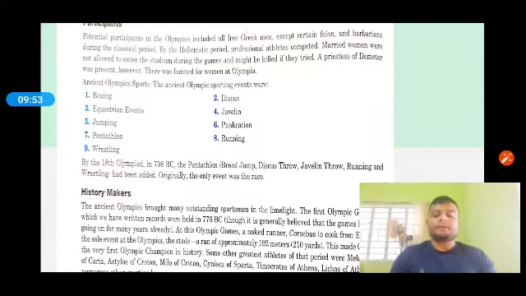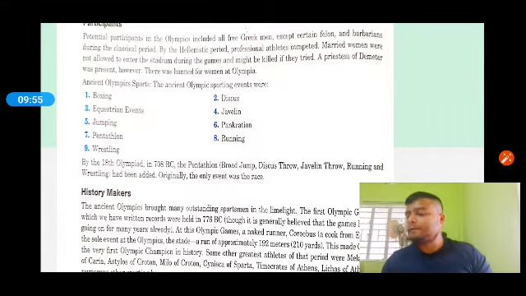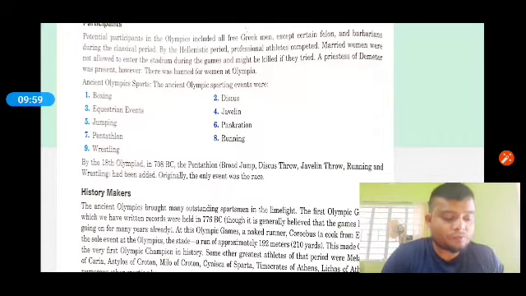By the 18th Olympiad, the pentathlon was a game which included all these. Penta means five. So broad jump, discus throw, javelin throw, running and wrestling.